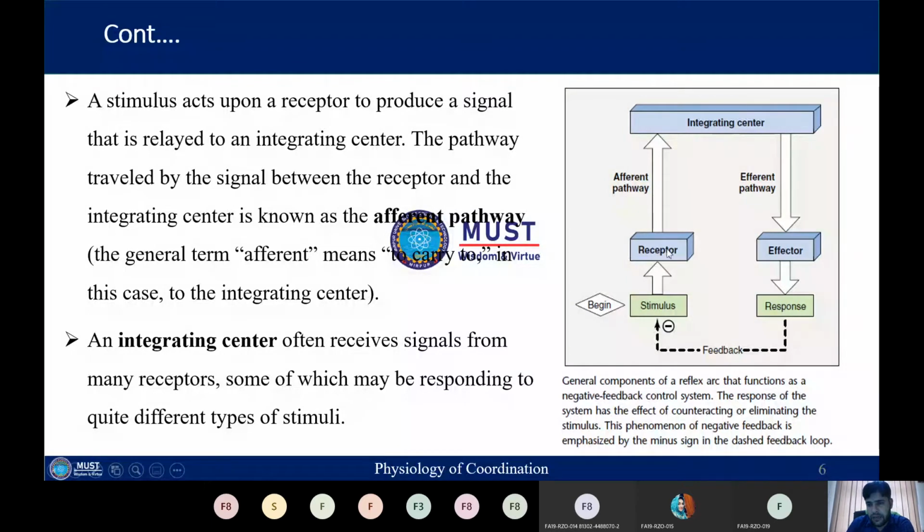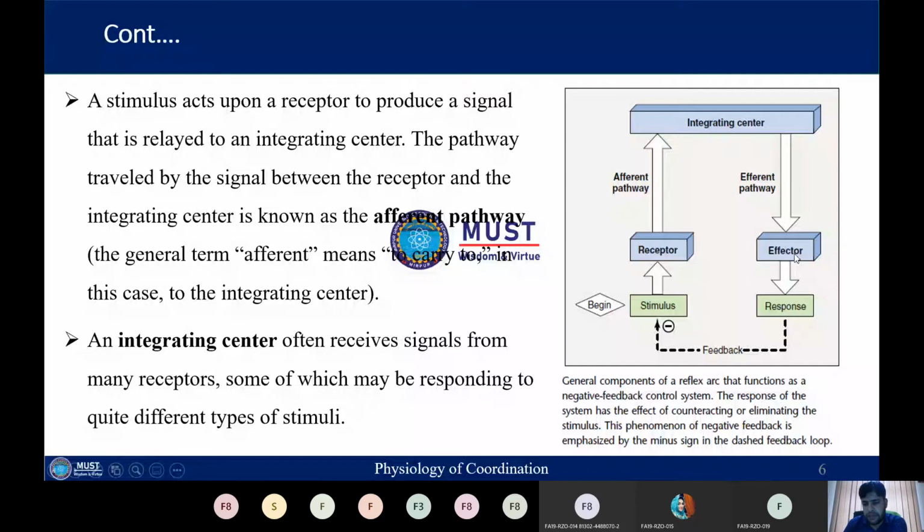The stimulus is detected by the receptors, and the receptors produce signals, and those signals are relayed to our integrating center, which is the brain. After integration of the information or signals, the information will be relayed to our effectors, and effectors are mostly our muscles and our glands.